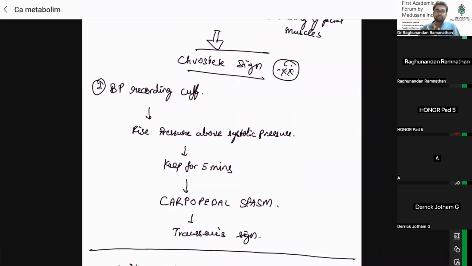So you should never forget these two signs. In hypocalcemia, what are they? Chvostek's sign is one, Trousseau's sign is one. You should never forget these two. Is it clear?